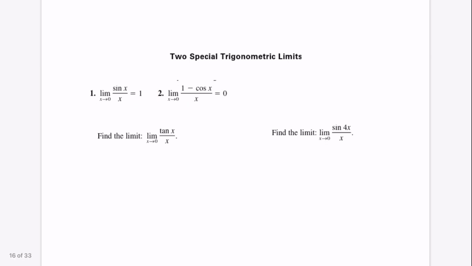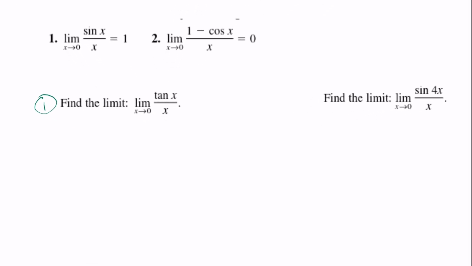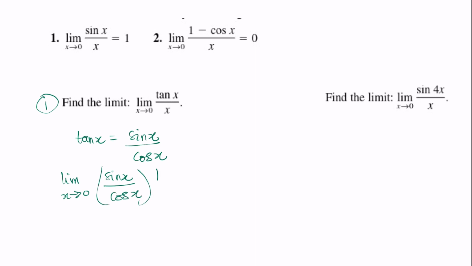So let's look at this example. You have to find the limit of tan x over x as x approaches 0. Now, clearly you can see that this limit looks nothing like the limits we are saying are special. So what do we do? This is where we are going to apply our trigonometric substitutions. So here, I'm going to substitute in place of tan. We know that tan x is equal to sine x over cosine x. So this will become the limit as x approaches 0 of sine x over cosine x times 1 over x.